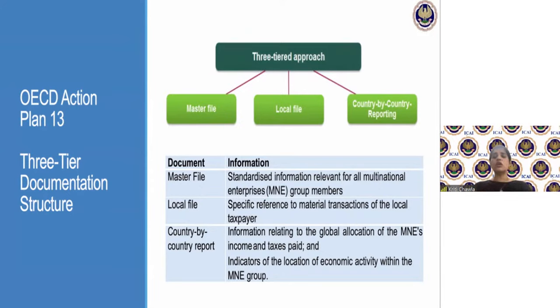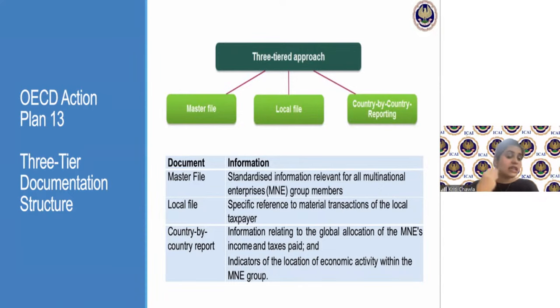Then there is something called a local file. Local file basically means a file that has to be maintained in each jurisdiction. Now, in India, we already have a local file. The local file in India is called the TP study and the Form 3CEB that we just discussed. So, that is the local file that we have in India, the TP study and the Form 3CEB.